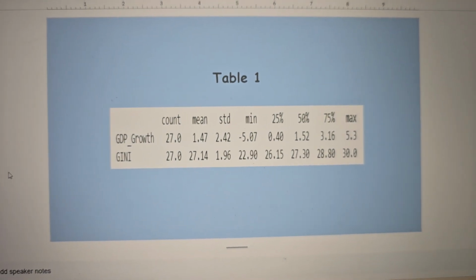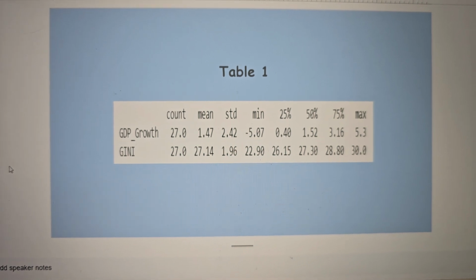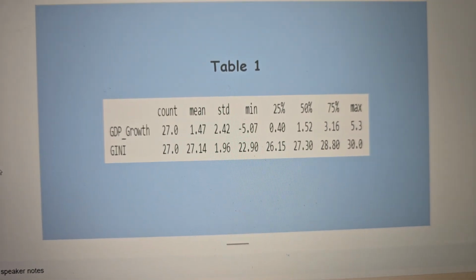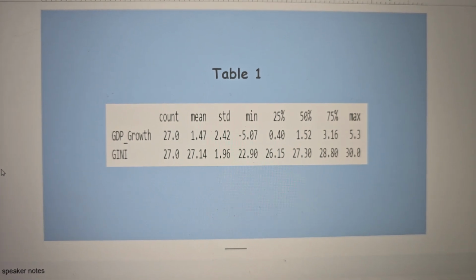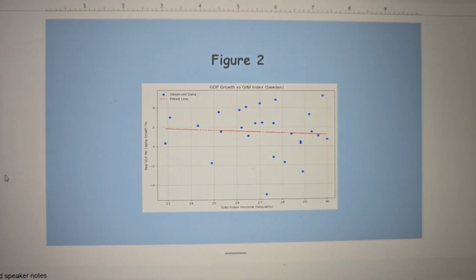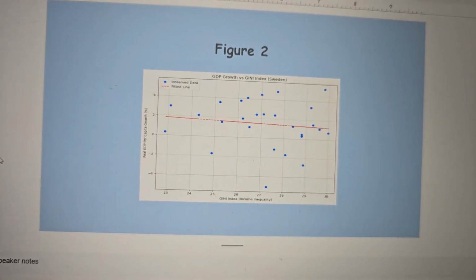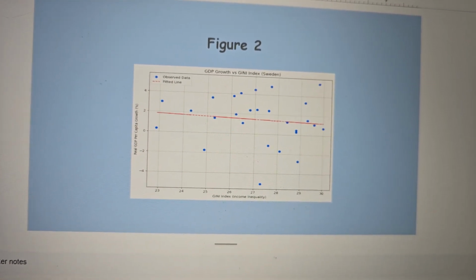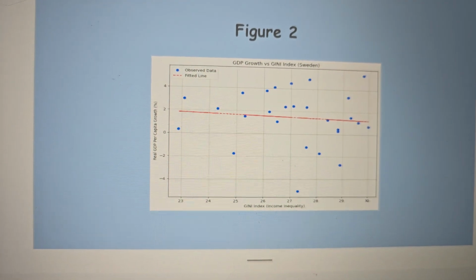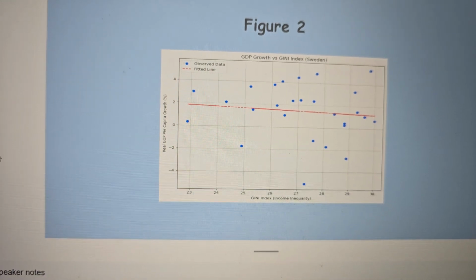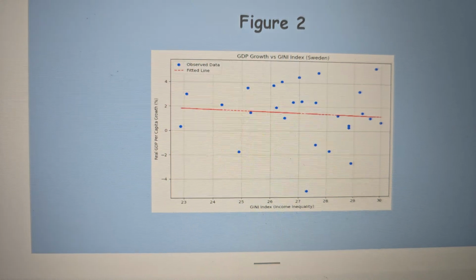So this is table 1, which displays the summary statistics of both variables, the GDP growth and the Gini index. Then we get figure 2, which displays a scatter plot of the observed data along a fitted regression line. The red line slopes slightly downwards, indicating a weak negative relationship between GDP growth and the Gini index.